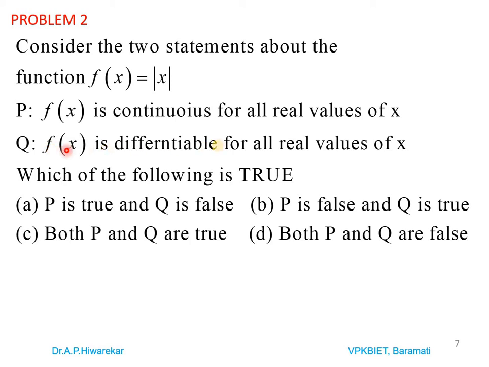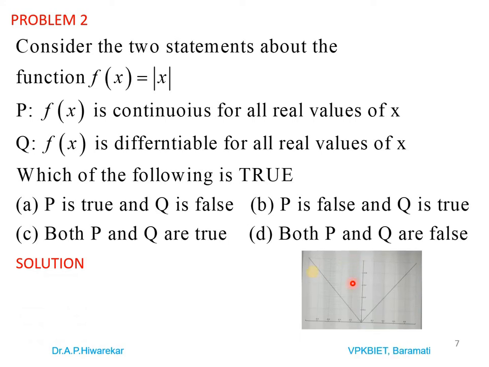And Q is f(x) is differentiable for all real values of x. Then which of the following is true? P is true, Q is false. Means what? Function is continuous but it is not differentiable. P is false, Q is true. Both P and Q are true. Both P and Q are false.